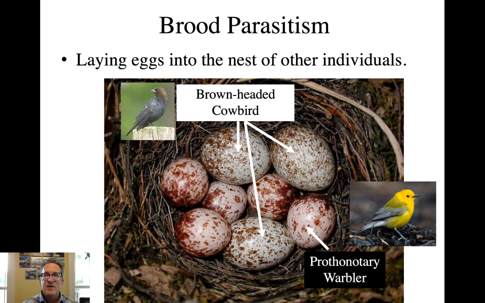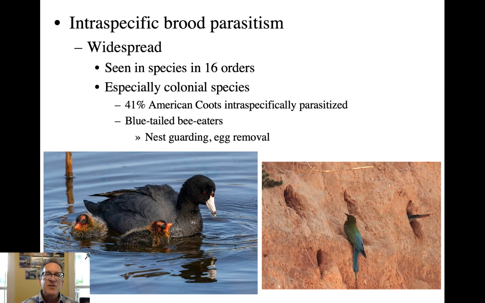The picture I have here is a case of interspecific brood parasitism in which one species, the brown-headed cowbird with the larger brown eggs here, has parasitized the nest of a prothonotary warbler. So as I mentioned, sometimes this is intraspecific and sometimes interspecific. Intraspecific brood parasitism, as the name implies, is when an individual parasitizes the nest of another individual in its own species. And this is fairly widespread.